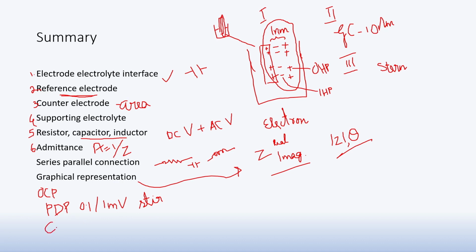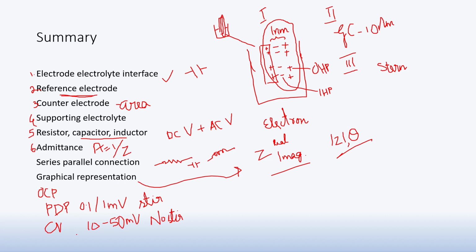Then the next one you did is cyclic voltammetry. It is similar to PDP, the only difference is the scan rate is high, as high as 10 to 50 millivolt per second, and here you're not doing any stirring. So you can see a product build up near the interface. That is the difference between CV and PDP. Both of them, when you're applying potential, you try to find out how the current is varying.